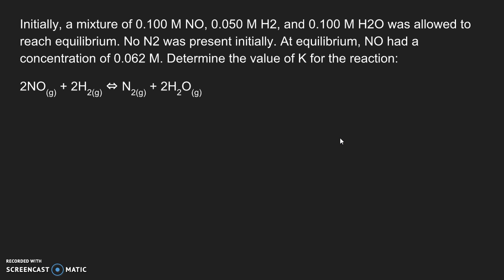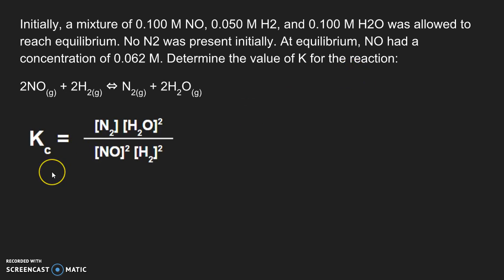So here's a little practice problem for us to do. We have 0.1 molar NO, 0.05 molar H2, and 0.1 molar H2O. And as we can see from the reaction here, there is also nitrogen involved as a product, but none of it was present initially. And then we also get the final equilibrium concentration of NO. So if we want to find K for this reaction, the first thing we do for reference is make our equilibrium expression. Per the formula, we have our products over our reactants, all multiplied together, and raised to the power of their coefficient in the reaction.